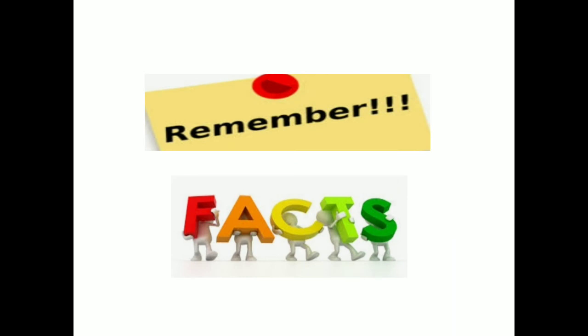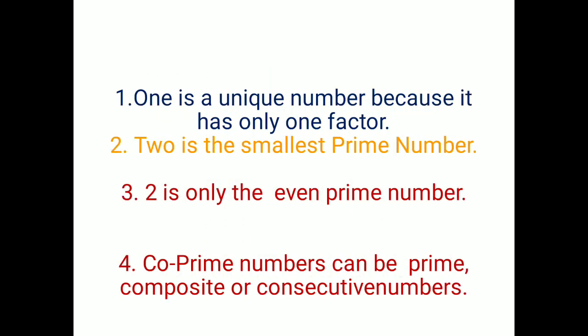remember facts. There are a few facts in this chapter you have to keep in mind always. So the first one is, 1 is a unique number because it has only one factor. Number 2, 2 is the smallest prime number. Number 3, 2 is the only even prime number. And number 4, co-prime numbers can be prime, composite or consecutive numbers.